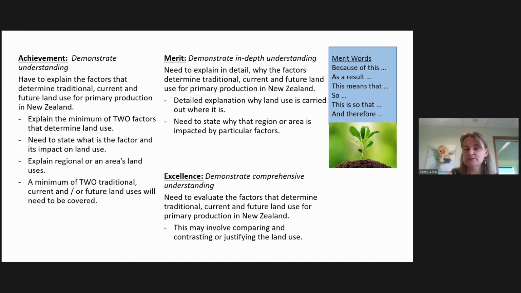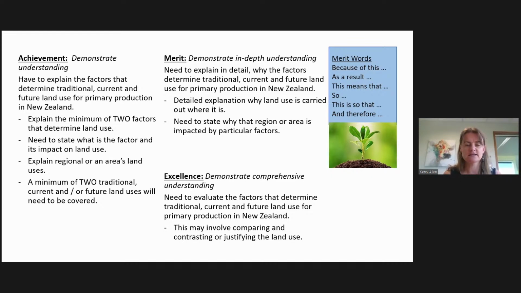This is a detailed explanation. So remember, achieve is explain. This is a detailed or fully explained. So you have to basically state why that land use is carried out where it is. So what makes that primary production being grown in that particular area, relating it back to those factors again. And then stating how those factors are impacted by those particular things that occur in that region. So once again, you need to do a bit of linking, and once again, you need to have those words in the blue box that will link your achievement answer through to your merit answer.